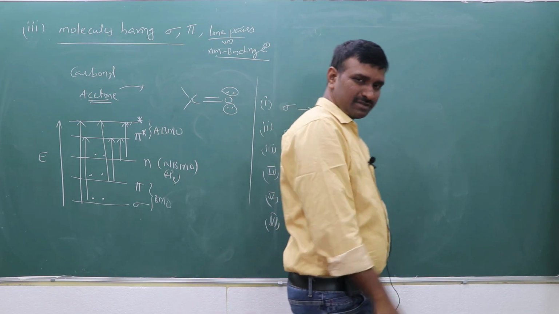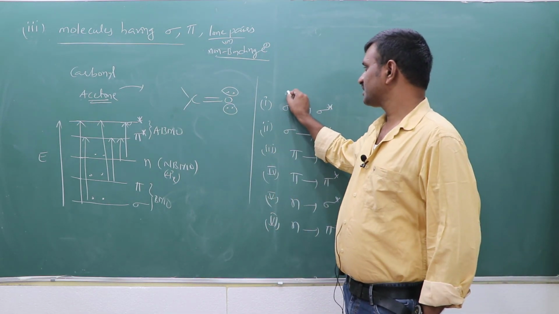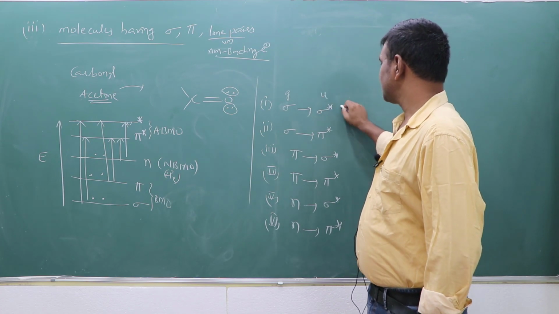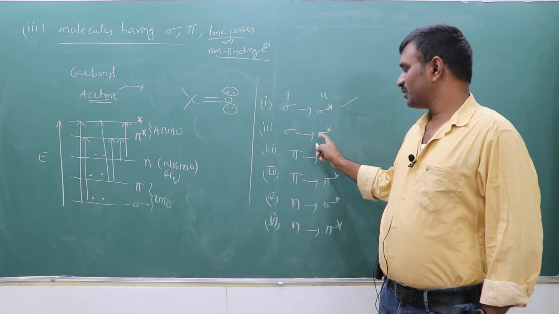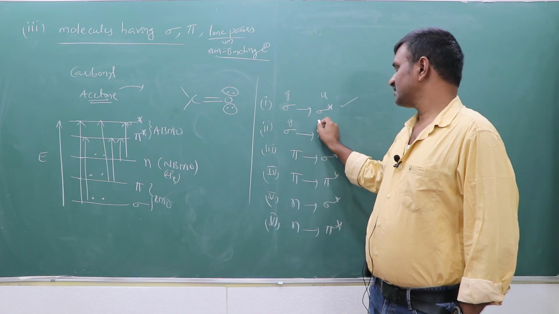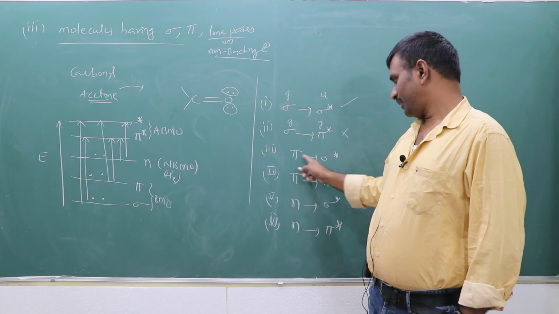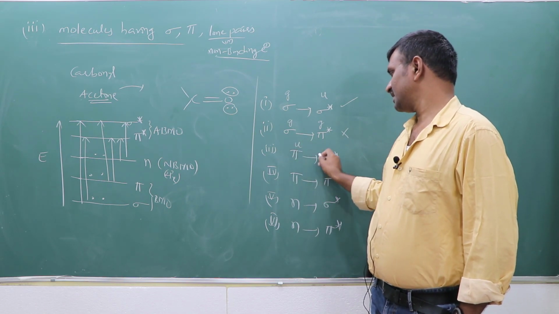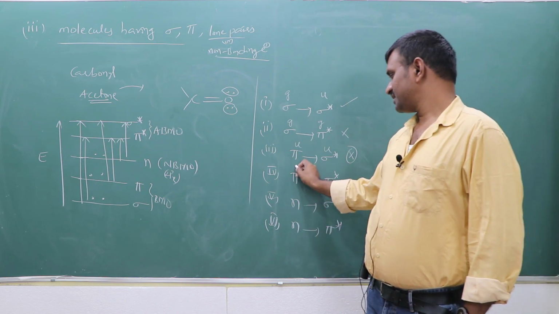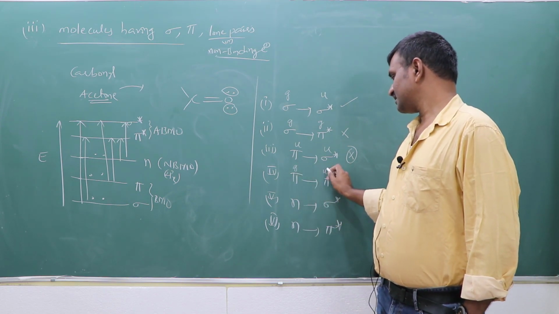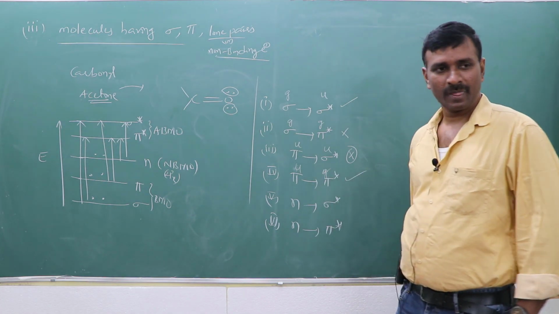Out of the 6, which one is allowed and which one is forbidden? You know that sigma is gerade and sigma star is ungerade, so this is possible. Sigma to pi star is gerade to gerade, which is not possible. Pi to sigma star is ungerade to ungerade, which is not possible. Pi to pi star is gerade to ungerade, which is possible.